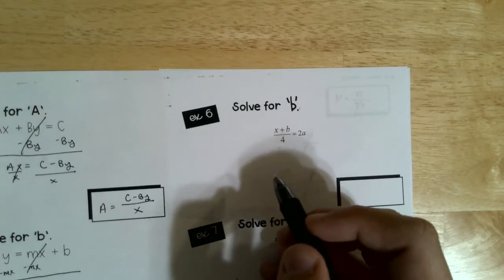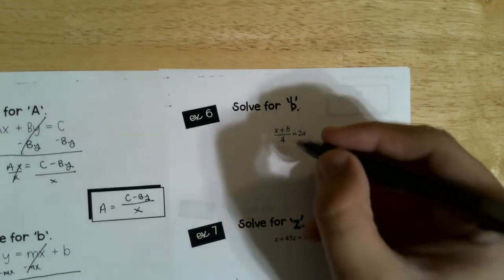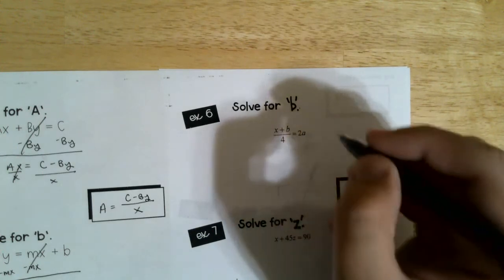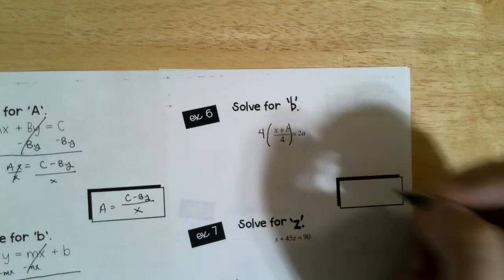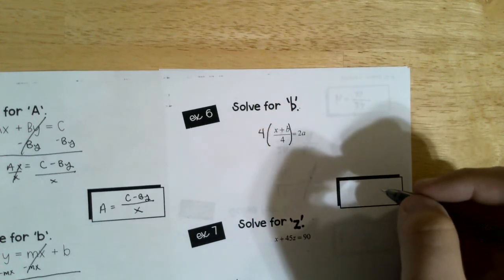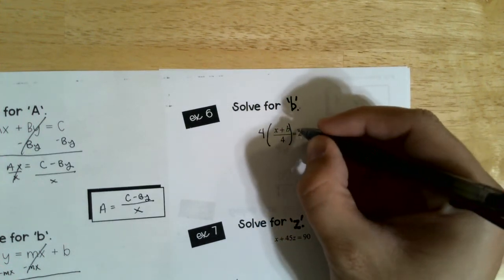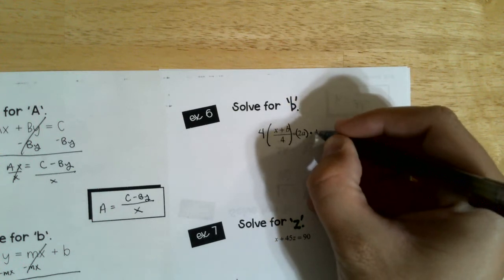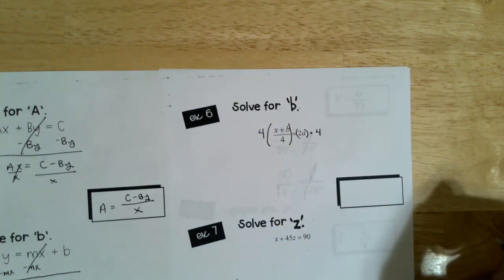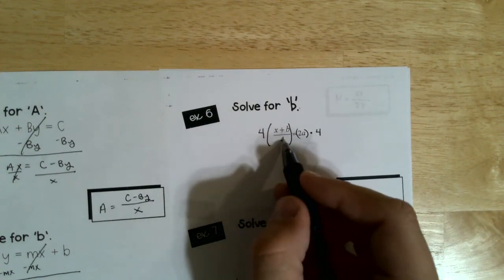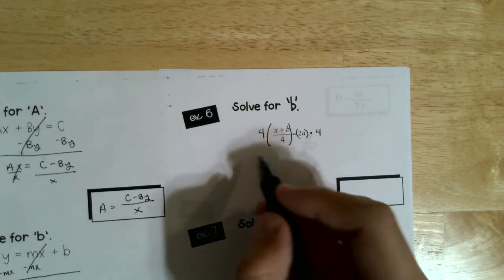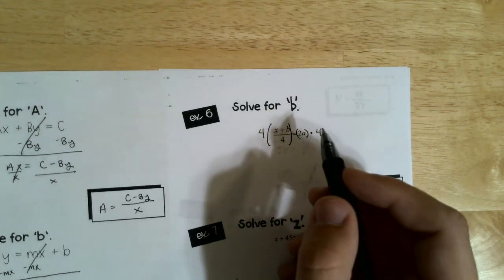We got to get rid of that 4. And the way to get rid of that 4 is to undo division by 4. We have to multiply by 4. And anything we do to one side, we do to the other side. So we're going to multiply by 4 over here as well. Now, when we multiply by 4, keep in mind, this is not going to become 4x plus 4b and all that stuff. That's not what's happening.